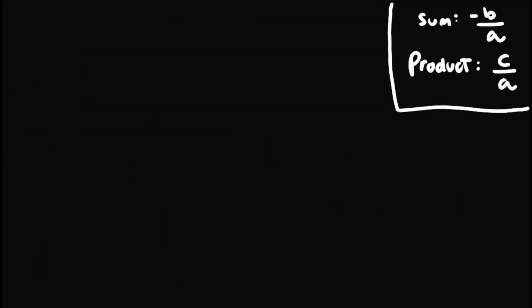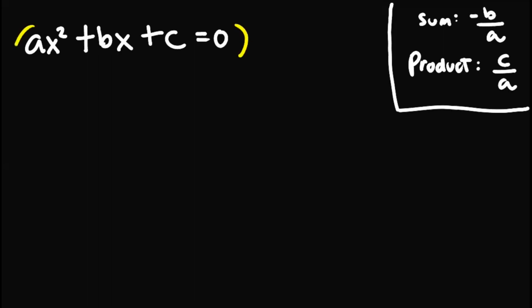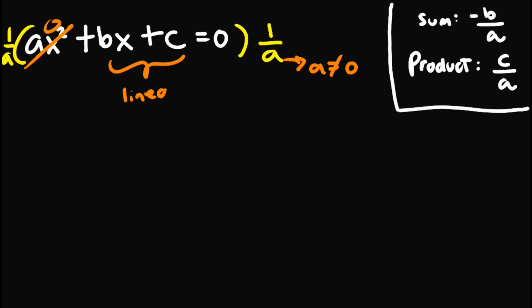Another use of this concept will be shown in this next illustration or example. But first, observe that if we have ax² + bx + c = 0, we can multiply 1 over a to both sides. Note that we can do this since we know that a is not equal to 0. Since if a is equal to 0, then this will be 0 and we'll only have a linear equation, which is a contradiction since we're dealing with quadratic equations here.